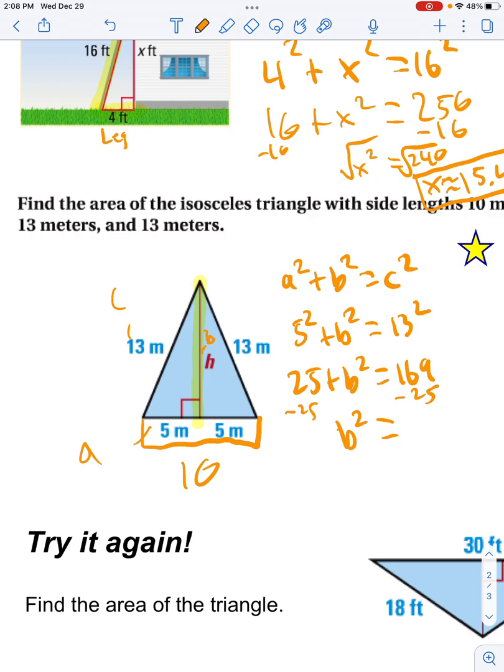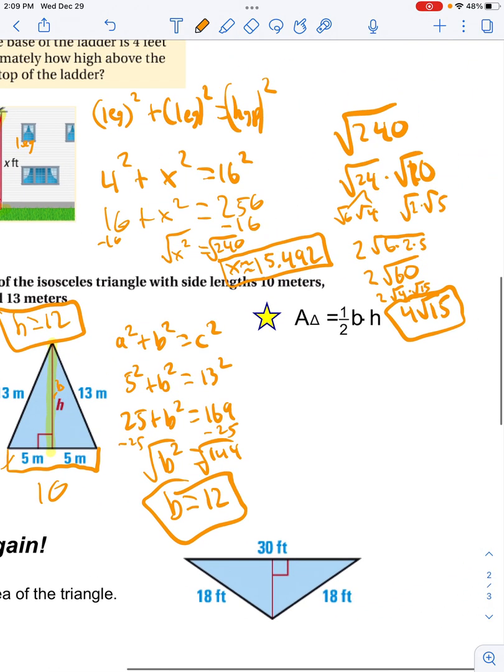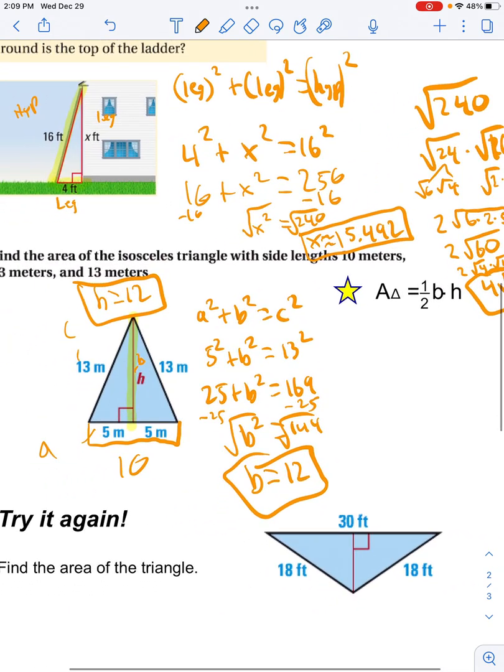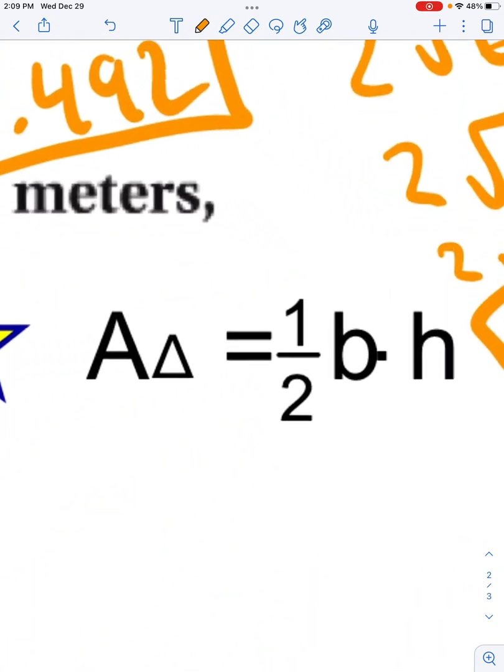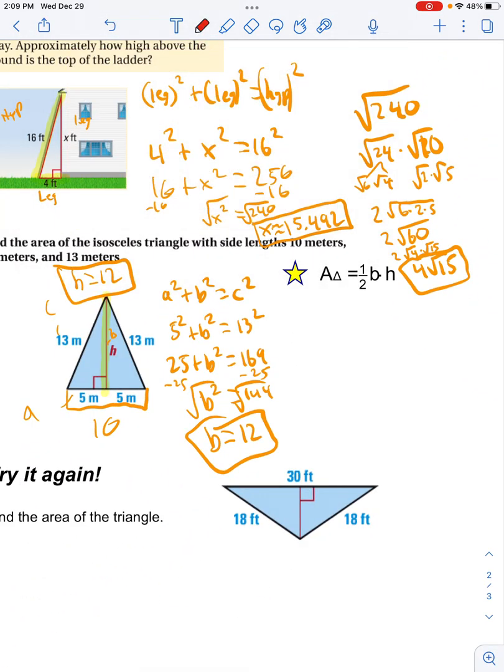25 plus b squared equals 169. Subtract 25 on both sides. You get 144, and this is going to work out super nice because the square root of 144 is 12. So in this case, the height is 12 of this isosceles triangle. And again, in order to find the area, we need the height. So I'm going to use my area formula, 1/2 base times height.